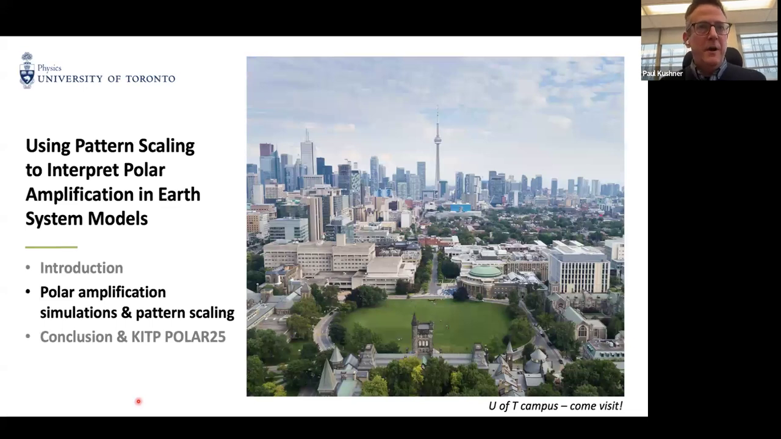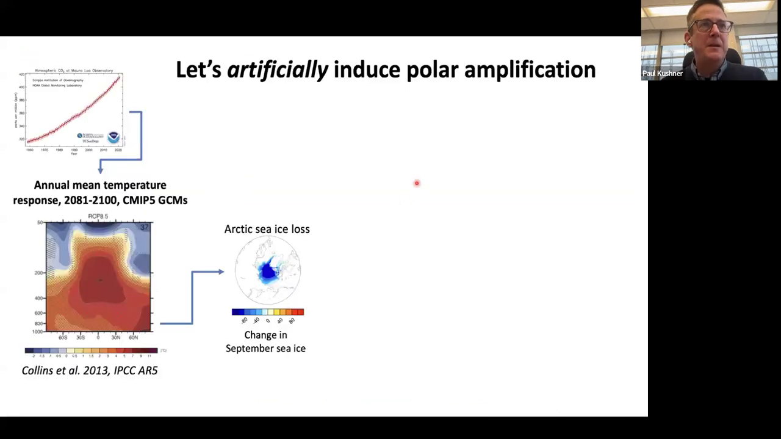So that takes me to the heart of the talk, and I'll talk about the protocols first. Just schematically, what we're doing is artificially inducing polar amplification. There are different sets of simulations here, and I'll try to give an overview and hopefully not confuse everybody. So what we have is this input, which is the increasing CO2 over time.